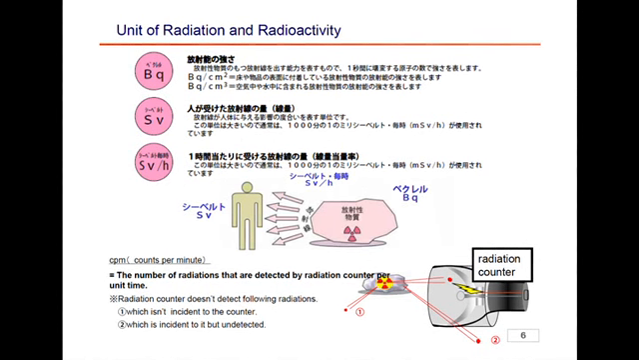Furthermore, we will explain the unit of radiation and radioactivity. First of all, the degree of radioactivity is indicated with the becquerel unit. This shows how much radiation is emitted per second. That is, the number of atoms of decay per second.